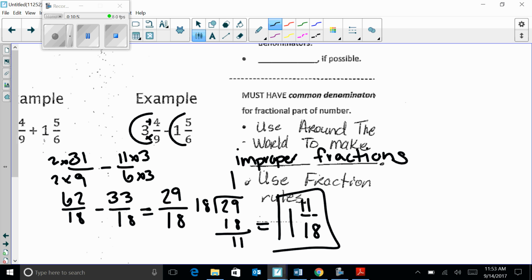If you have any questions over this, please make sure that you ask, because like I said, we're going to be dealing with a lot of fractions this year, and I want to make sure that everybody knows all the rules and knows how to do them. Let me know if you have any questions.